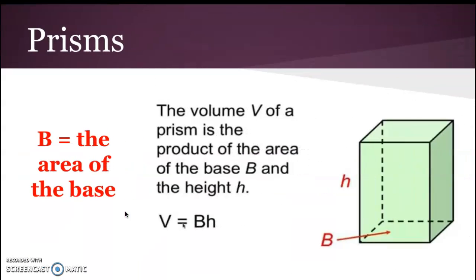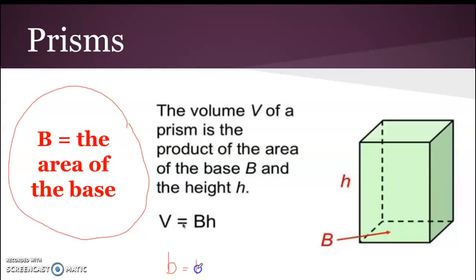Now this one's a little different compared to the first three that we did. The volume of a prism is the area of the base, we call it big B, times height. So when you're copying this, please remember that you are also going to copy big B. Big B represents the area of the base. Normally, if you see a lowercase b, that just means base. But when you see big B, that's the area of the base.